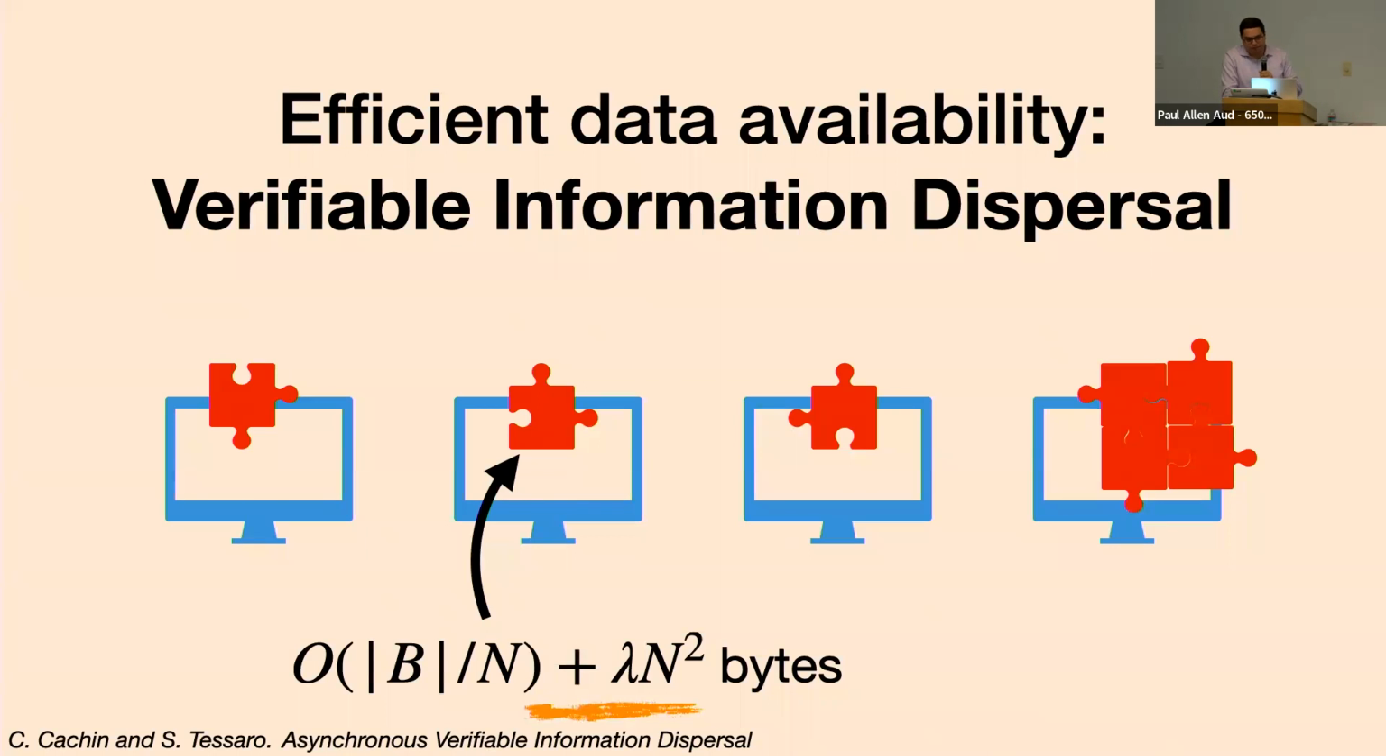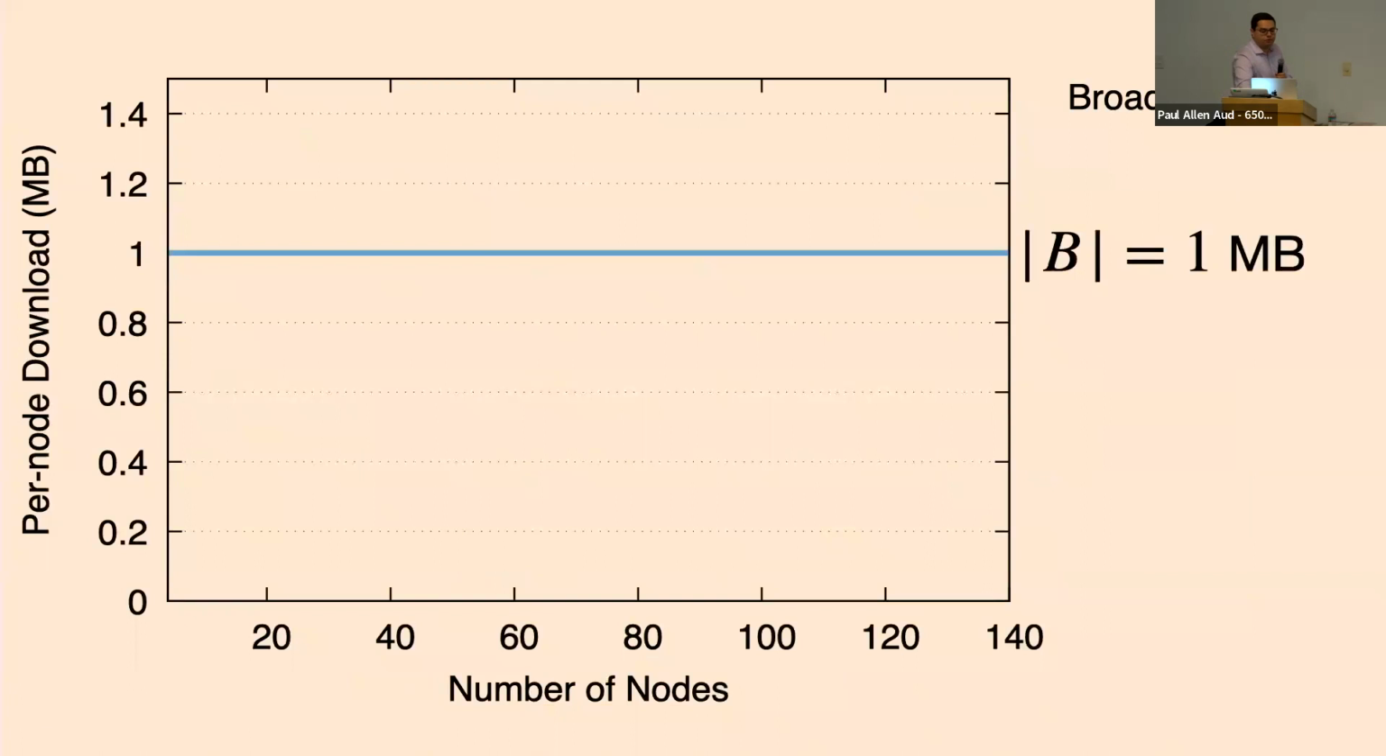And that turns out to be a sort of a problem in practice for the approach that I'm going to talk about. So let me give you an example. Suppose you want to guarantee data availability of a block of size 1 megabyte. And I'm going to show you a couple of different strategies. The simplest would be to just do broadcast. So regardless of the scale of the system, every node has to download 1 megabyte of data.